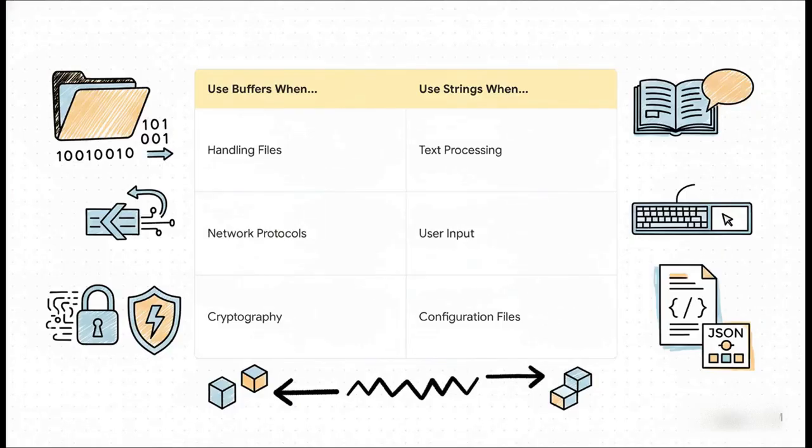Honestly, the main rule is pretty simple. If you're dealing with data meant for a machine, think files, network protocols, cryptography, use a buffer. If you're dealing with data meant for a human to read, like JSON, HTML, or user input from a form, use a string. It's all about picking the right tool for the right job.